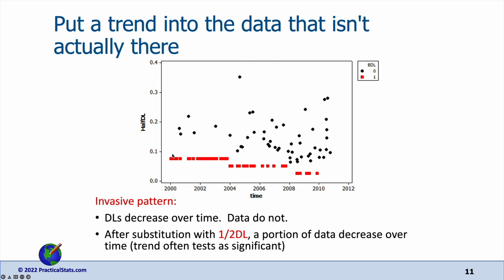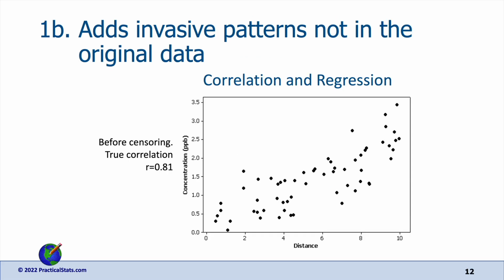And so this pattern might be strong enough to outweigh the no trend in what's left of the data, especially if there's a large percentage of non-detects. Then that trend, that decreasing trend, could dominate, and you'd come back with a significant trend that is not there in the original data. Invasive patterns are often added in regression and correlation as well.